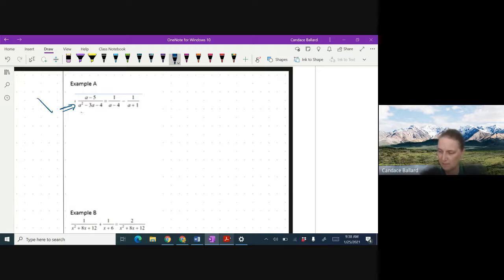So I'm going to do my good old magic X to the left side. So 2 numbers that multiply to negative 4 and add to negative 3. What are you guys thinking on that? Multiply to negative 4 and add to negative 3.